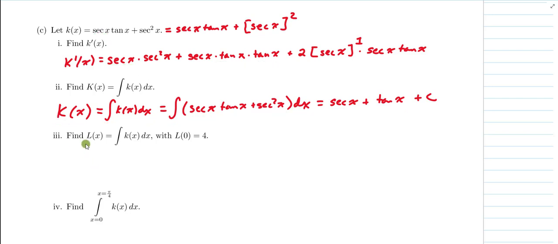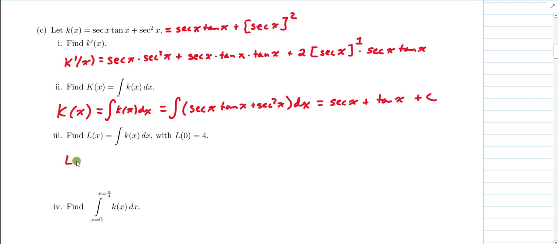So now, folks, we're asked to compute L of x, which is again to compute an antiderivative of k of x, but in this case we're told L of 0 has to be 4. So rather than having a plus c in our answer, like we did in this standalone problem here, we're going to be able to solve for the specific constant that not only makes k the derivative of L, but also has the fact that L of 0 equals 4. So let's see if we can figure that out.